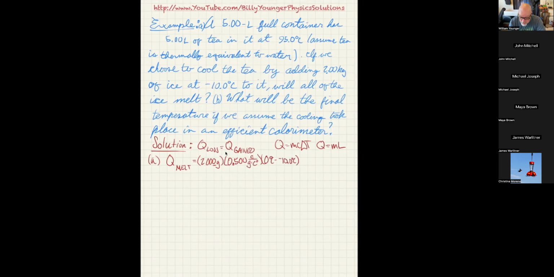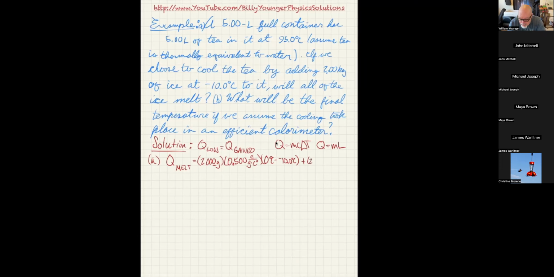Now, once I get it up to 0, I then have to convert it all from the solid state to the liquid state. So that's going to take an additional amount of heat given by the heat of fusion, and I will pull that up. What I found was the heat of fusion was 79.7 calories per gram.